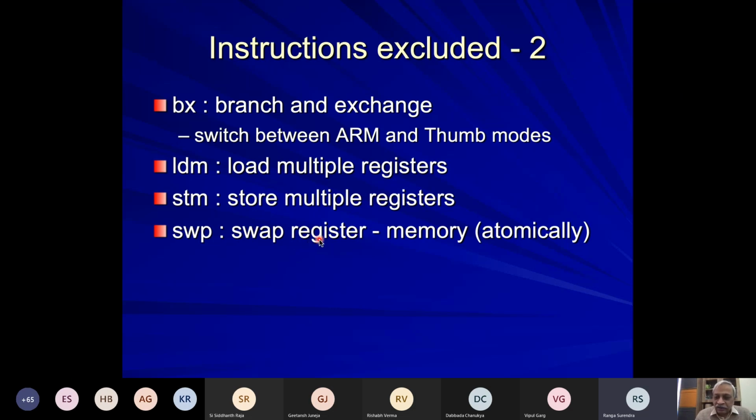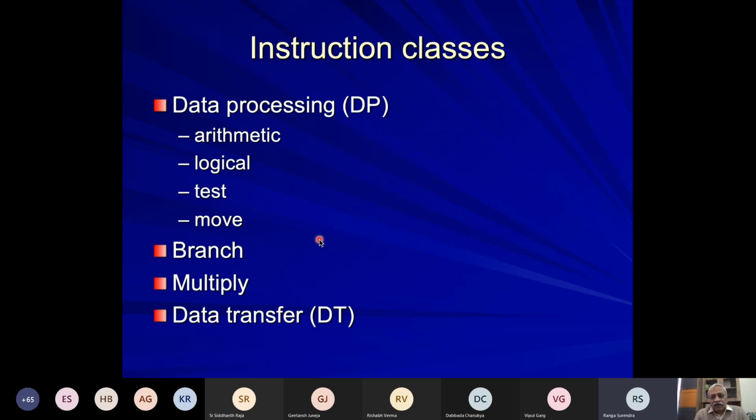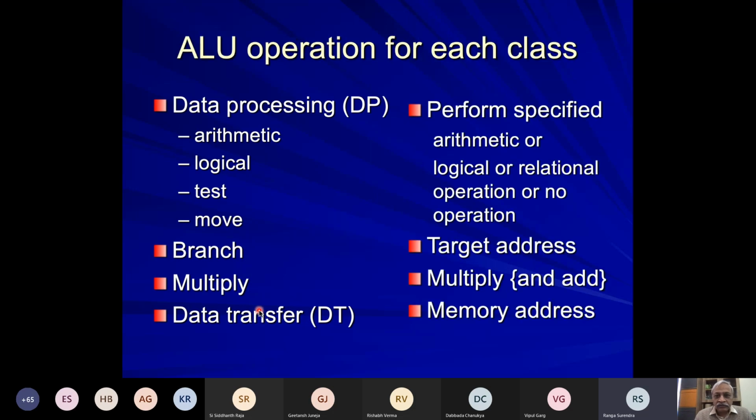So we'll leave these at this point and come back to the set of instructions we are trying to work with. We have DP instructions, as I just showed in the table a couple of minutes back: arithmetic, logic, test and move, branch, multiply, and data transfer. So first let's look at the issue of ALU design. For DP instructions, it is very easy to conceive that the ALU has to do the required operation: add, subtract, and, or, comparison, or whatever is required. That's performed by the ALU.